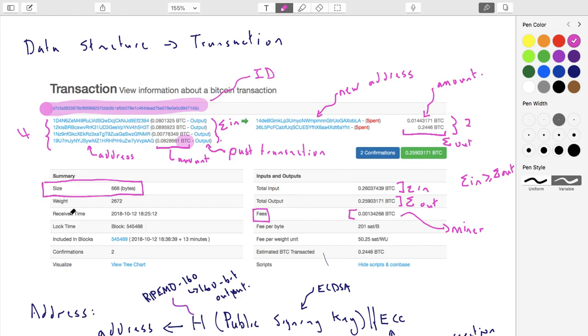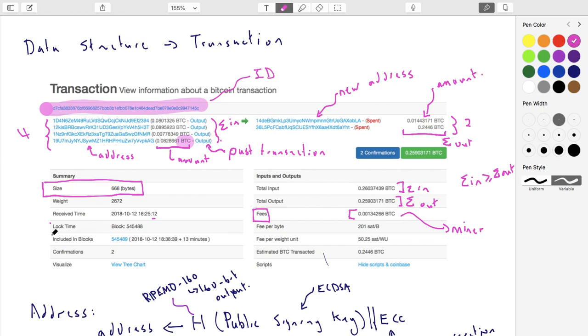Weight, we'll skip over, not important. There's a time that it was received. This is an assertion. Because there's a network of computers, all of them have slightly different clocks. And so no one can say that this was received at exactly this time down to the second, but someone's suggesting that this is a pretty accurate time. And then there's going to be a lot of fuzziness in terms of when it was actually received. There'll be a certain window of time. And so miners will check to see that this transaction seemed to come roughly at this time. Lock time we'll skip as well.